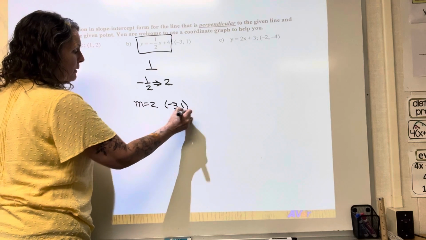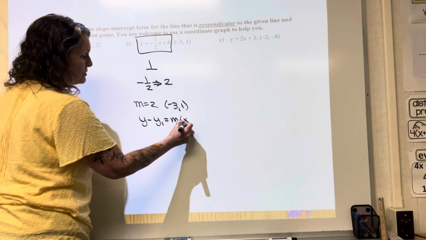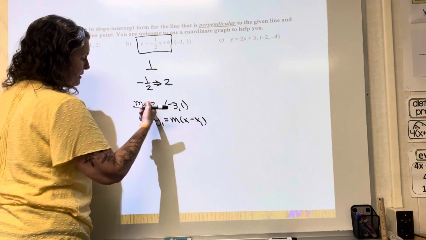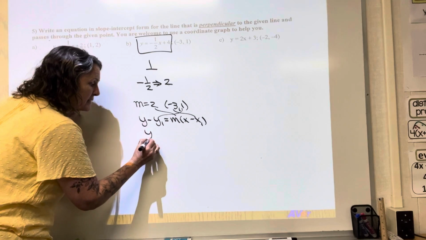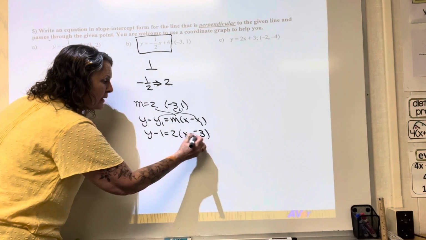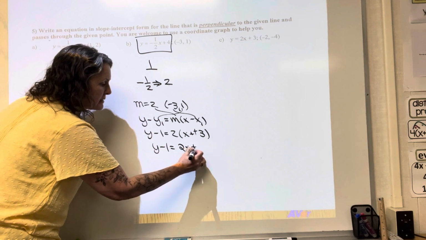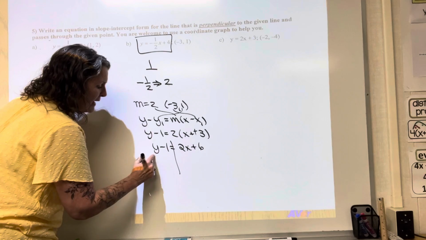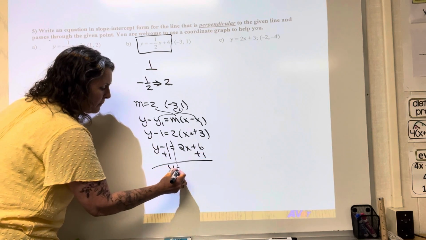So now we're going to use this new slope and with this lovely point that they've given me, and we're going to plug it into the point slope formula. Why use the point slope? Because we have a point and a slope. Be careful of that double negative. I can see it with my eyeballs. We have a double -3. My minus 1 is 2x plus 6. And we're almost done. We have to isolate the variable of y. We're going to add 1 to both sides.